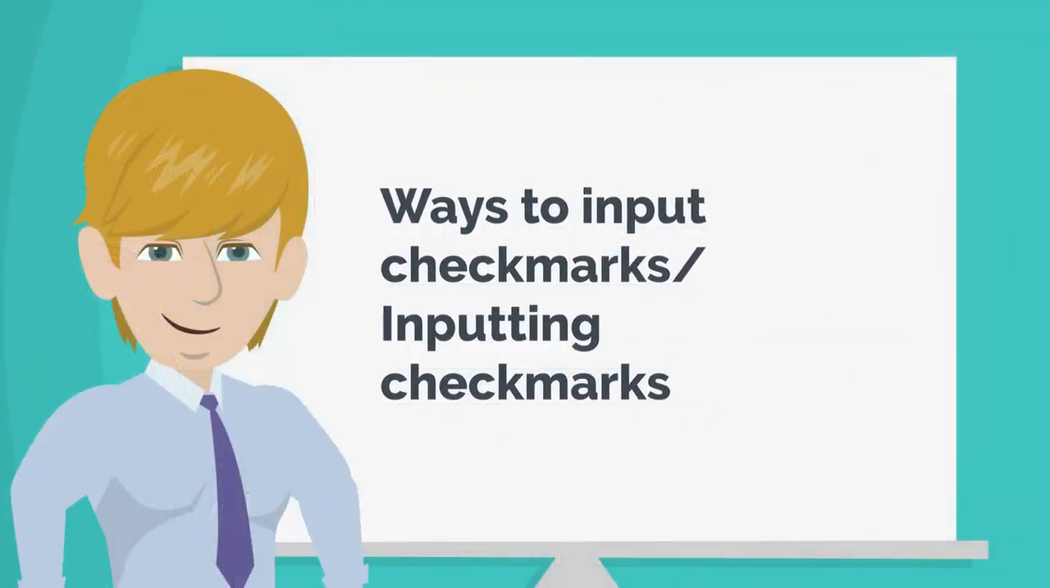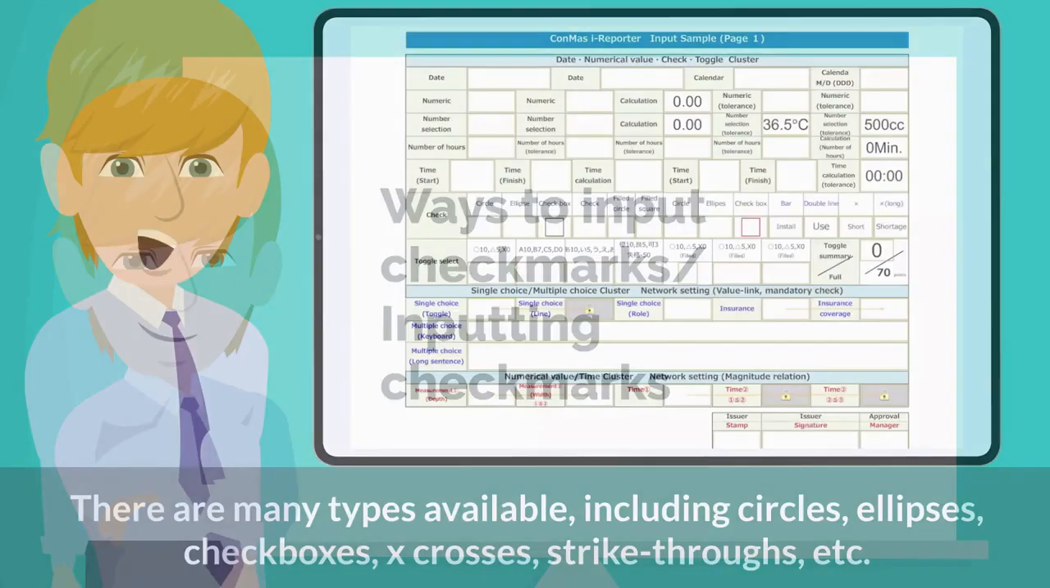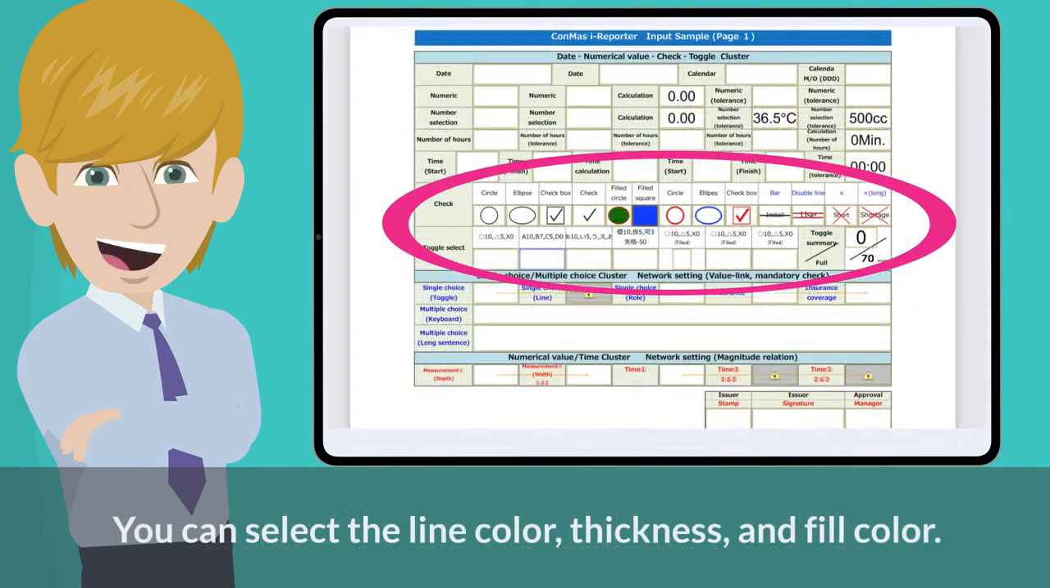Ways to input checkmarks. Inputting checkmarks. There are many types available, including circles, ellipses, checkboxes, X-crosses, strike-throughs, etc. You can select the line color, thickness, and fill color.